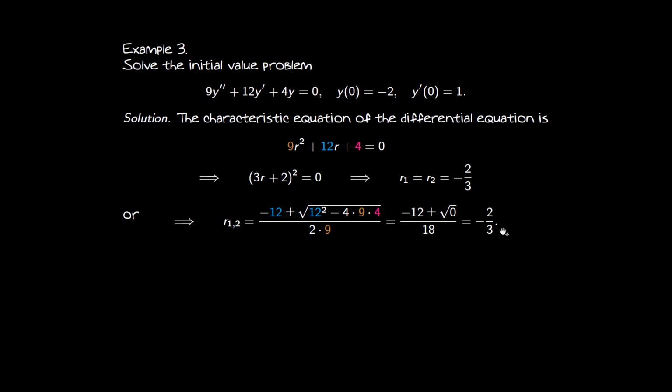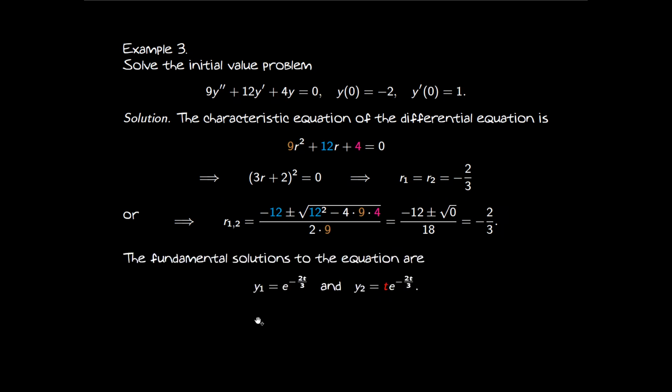Now we have repeated roots for the characteristic equation. And we understand in this case, the first fundamental solution is going to be just e to the rt, right? So in this case, e to the negative 2/3 t, right?